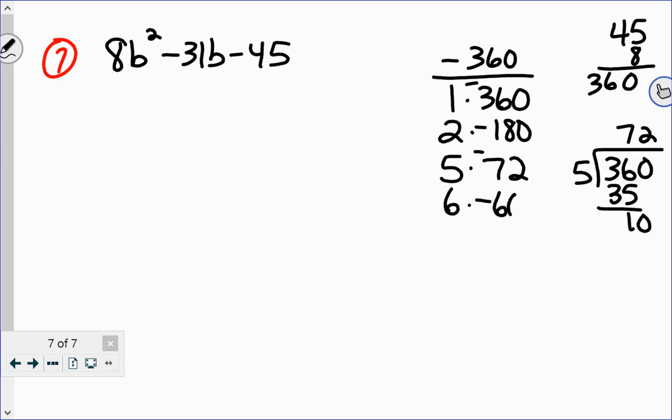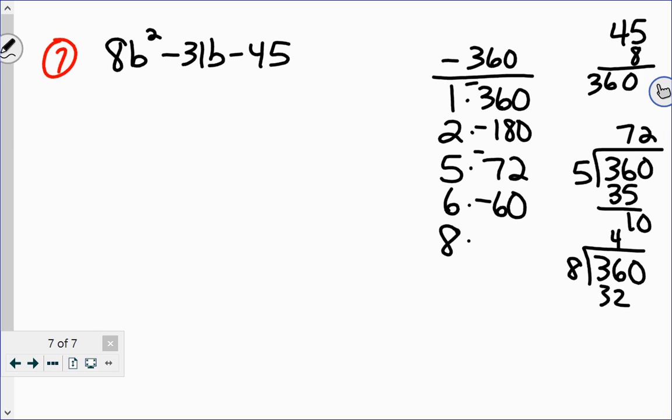10 plus negative 36 is negative 26. So, oh, actually, I went too far. So let me take that one off. We can try 7. 7 is not going to divide into 360. Let's try 8. So 360 divided by 8. 8 goes into 36 4 times. That's 32. That's 40. That's 45. So times negative 45. That's closer, but not there yet.